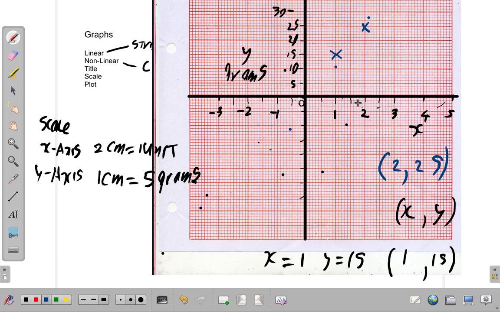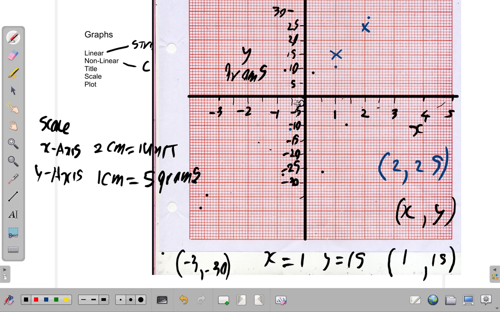You want to plot the point (-3, -20), or -25, or -30, whatever it is. Let's put the negative values on the y-axis here: -5, -10, -15, -20, -25, -30. Say we want to plot the point (-3, -30).